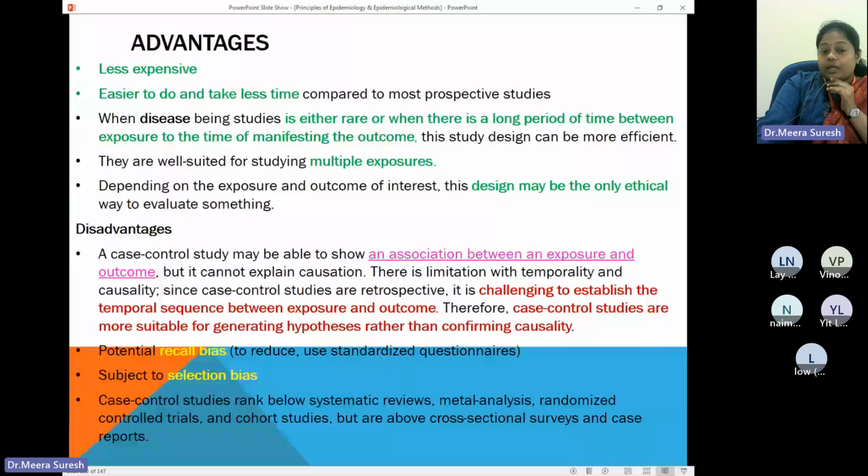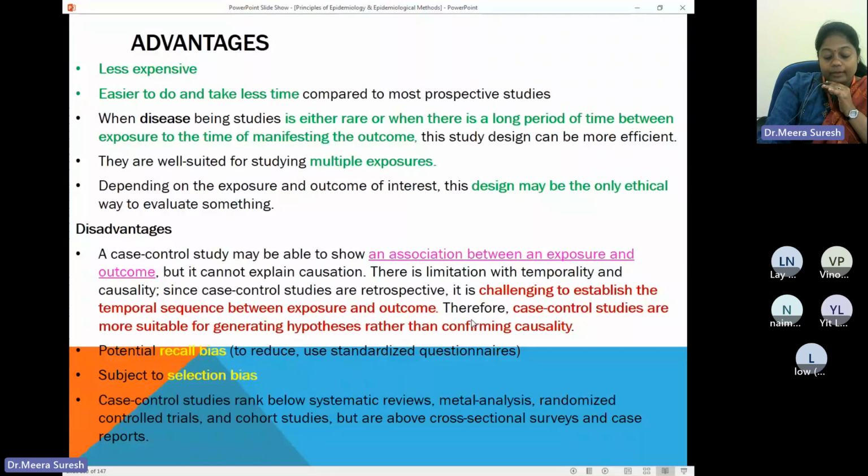So here we can't explain causation. There is a limitation with temporality. We can't connect a complete sequence with regard to linear timing in case control. And why we cannot do that is, here we are relying on the answers given by the cases and controls.